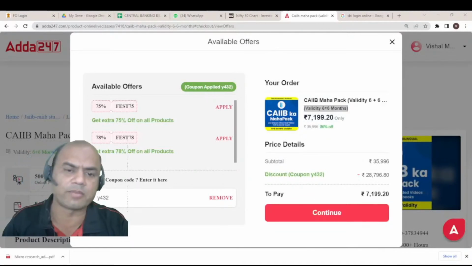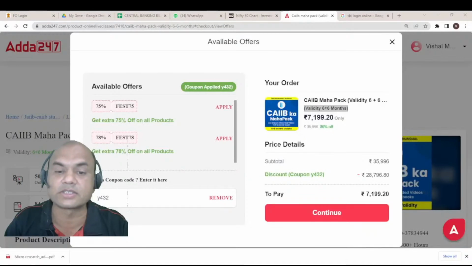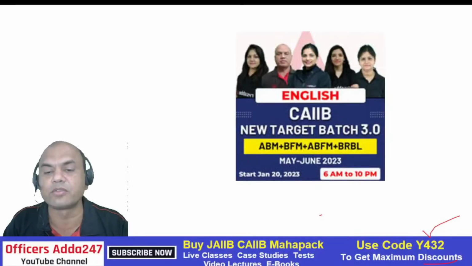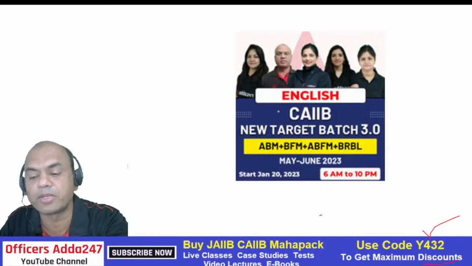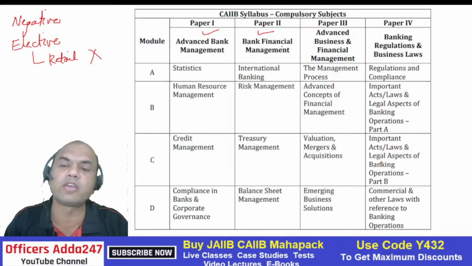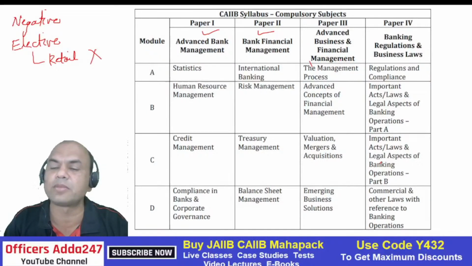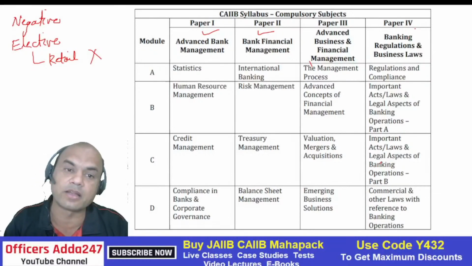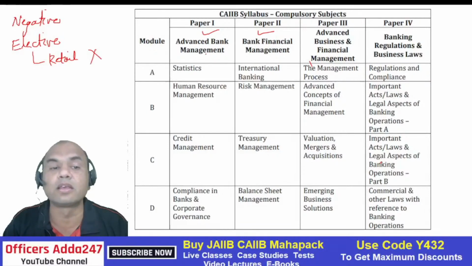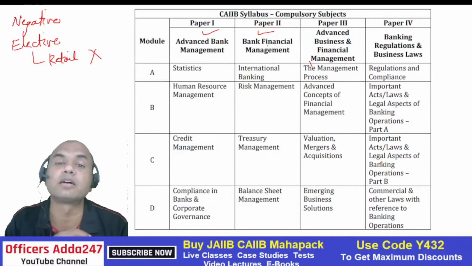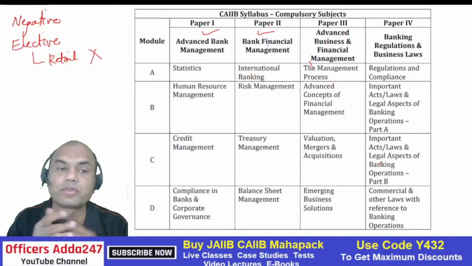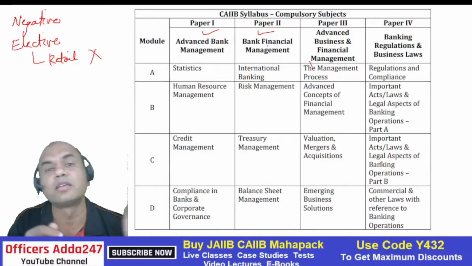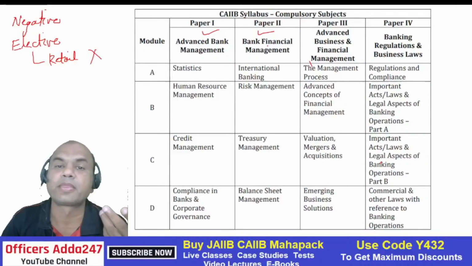Now I'll come to the portion. Why am I stressing on these batches and on the classes? Because the new portion which has come for CAIIB has changed. See this: ABM, BFM, ABFM, Advanced Business and Financial Management, and BRBL, Banking Regulations and Business Laws. These are the two new subjects which have been added. Also remember, the electives have been removed. The retail elective which was there is removed now. You have HR, IT, risk, central banking, but you don't have retail.